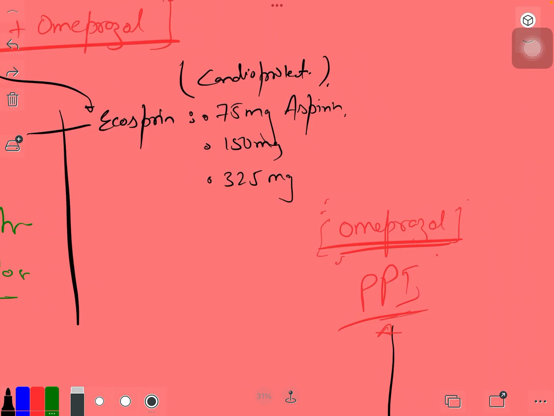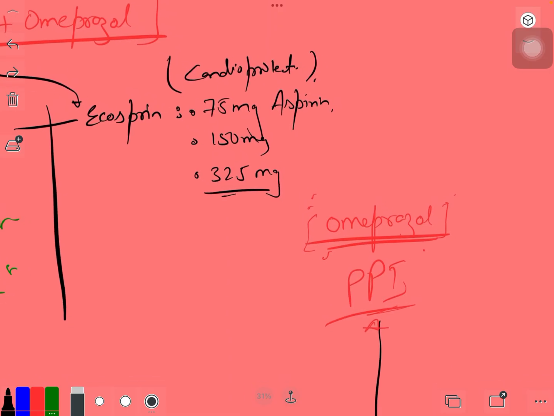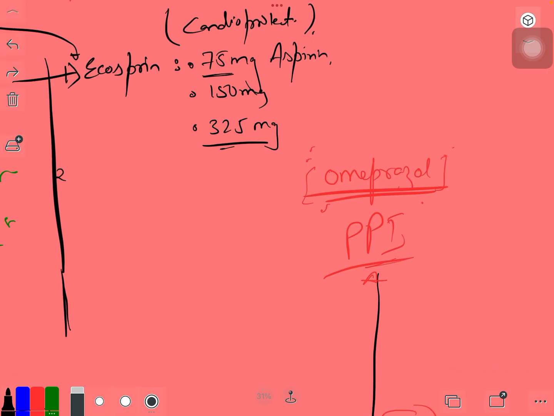If you suspect that the patient is at high risk, start with the high dose. If you think that the patient may develop some cardiovascular event, start with the low dose. Keep on continuing it. So accordingly, you can shift the dosage of the Ecosprin. So this was the first one. Second one, well known, is the Disprin.